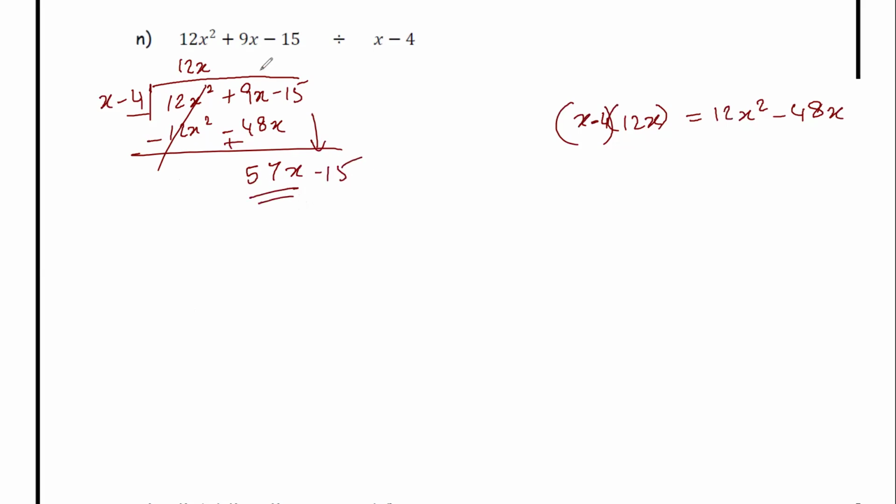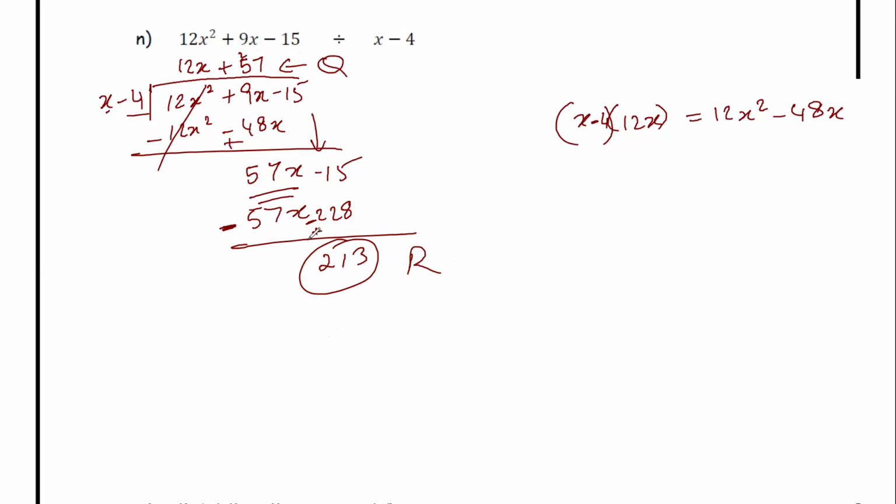So I want 57x. So obviously I'll write 57 out here. So x into 57 gives me 57x. And minus 4 into 57. So 4 sevens are 28, 4 fives are 20, 22. So that's negative 228. Now the sign changes, negative becomes positive. So 228 minus 15 is 213. That's my remainder. That's my quotient. Got it?